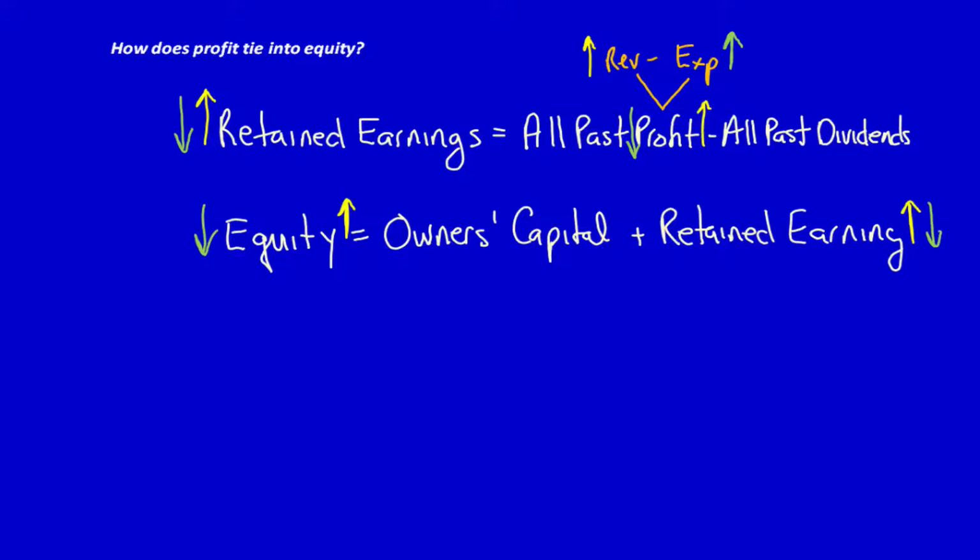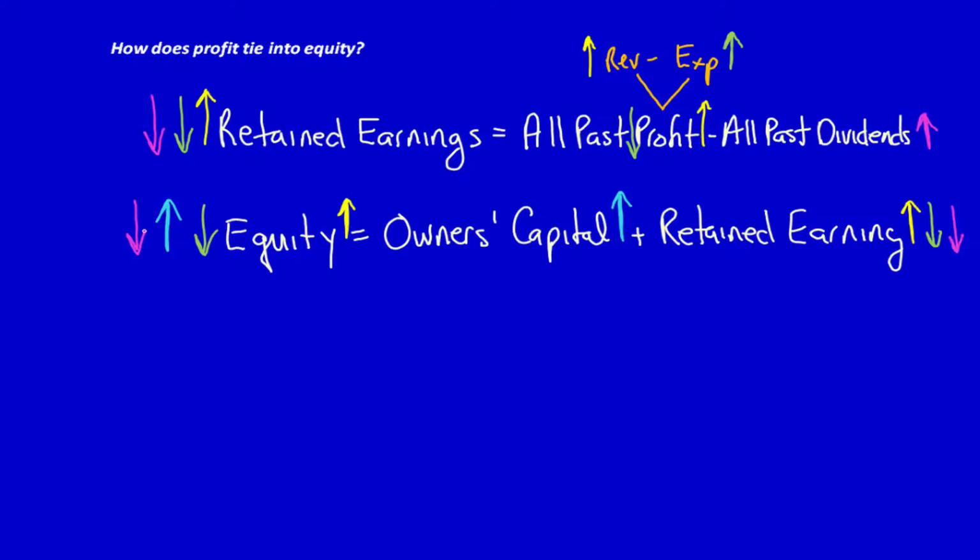What else affects equity? Equity is increased by owner's capital, the amount that owners invest in the business. If owner's capital increases, then equity increases. Finally, equity is decreased through dividends because when dividends increase, retained earnings decreases, which causes equity to decrease also.